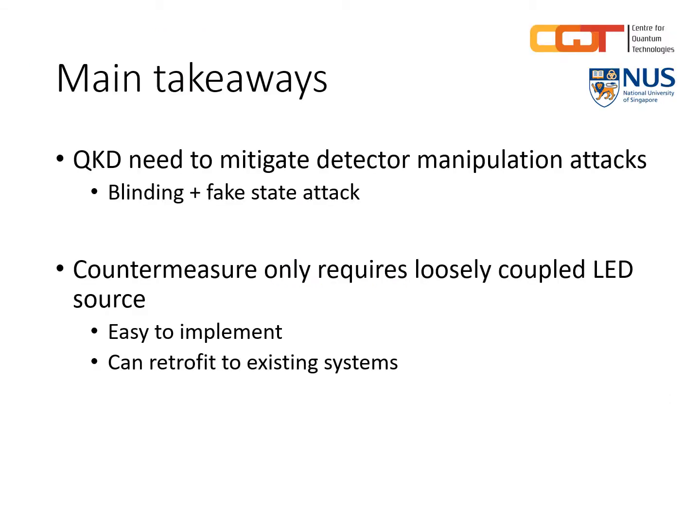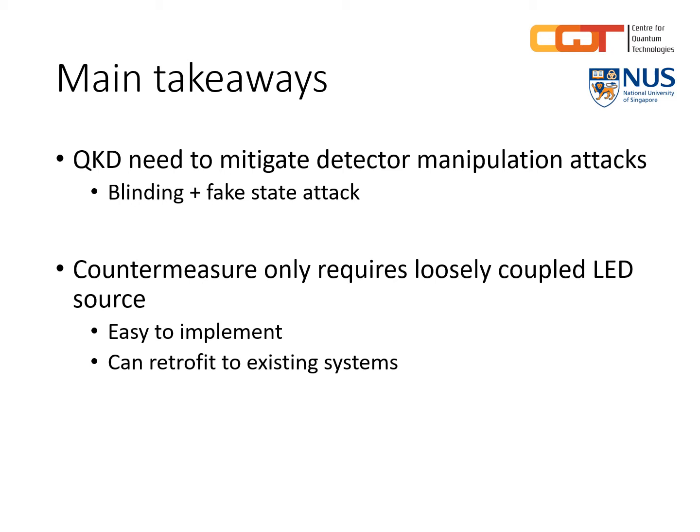The main takeaways from this are as follows. When we perform QKD, there's a need to mitigate a class of detector manipulation attacks, notably including the blinding and the fixed state attack. There already exists a wide variety of existing countermeasures. This includes monitoring detector photocurrents, using a watchdog detector, changing the detector operating characteristics, among others.